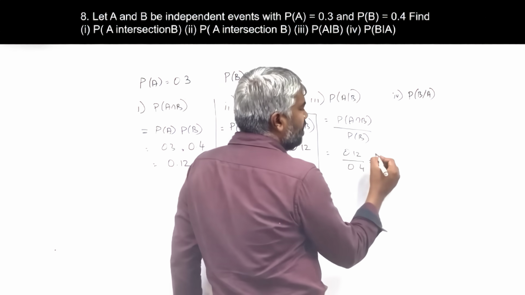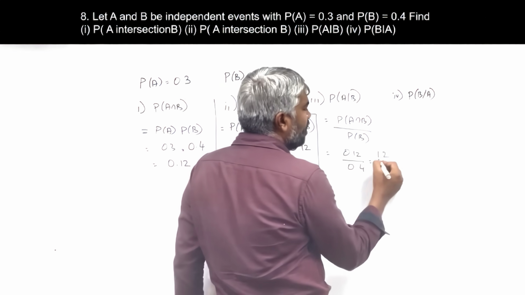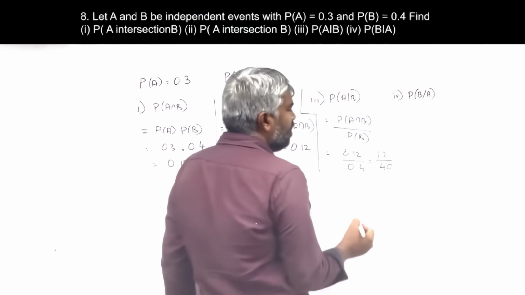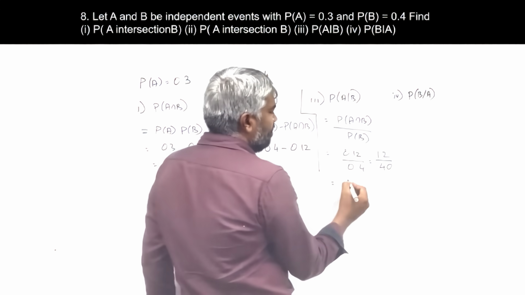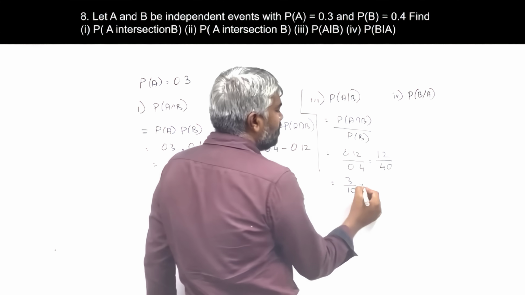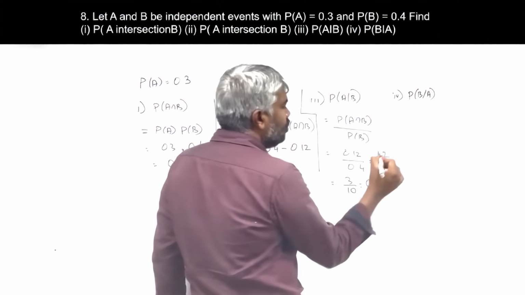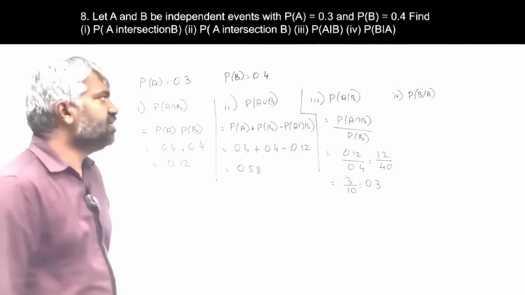For better understanding, as I said, I will try to avoid solving in decimals. So multiply 100 in numerator and denominator, which becomes 12 by 40. Divide by 4, which is 3 by 10. So 0.3 is the answer.